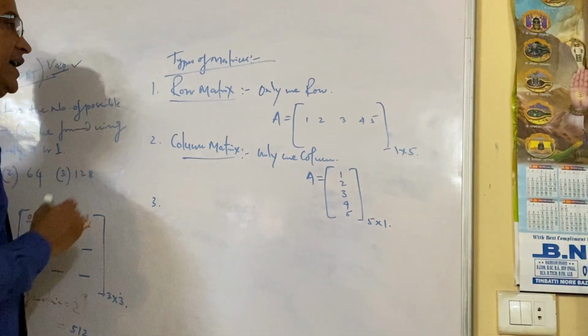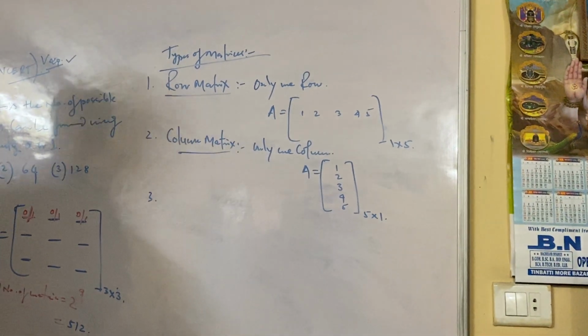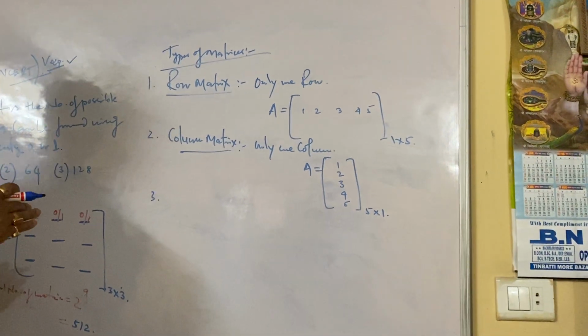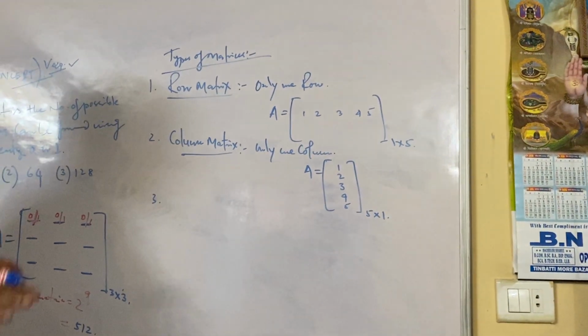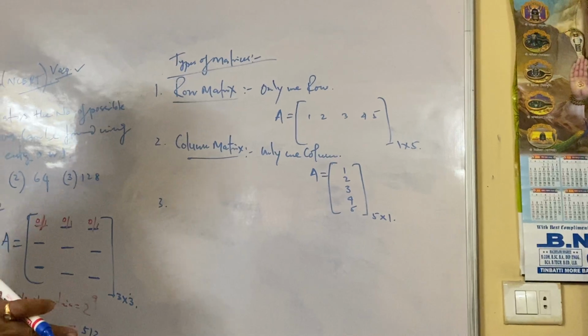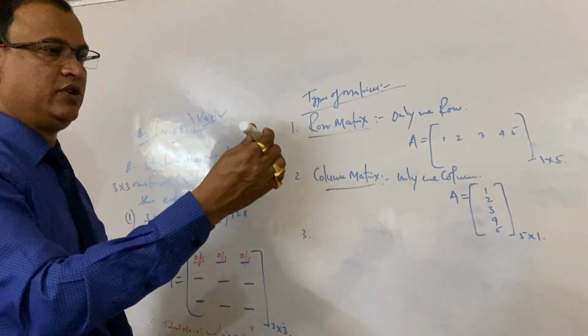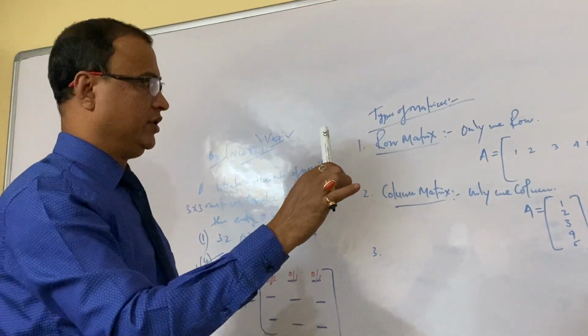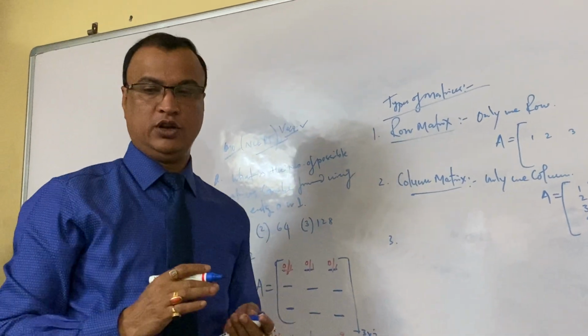In other words, a row matrix is nothing but when we are writing the elements in the horizontal way, it is the row matrix, and when we write something in the vertical way, it is the column matrix. This is the horizontal way, this is the vertical way. So it is the row and the column matrix.